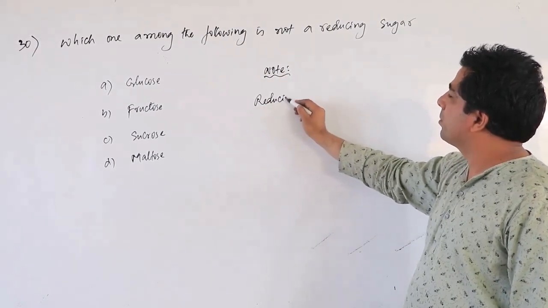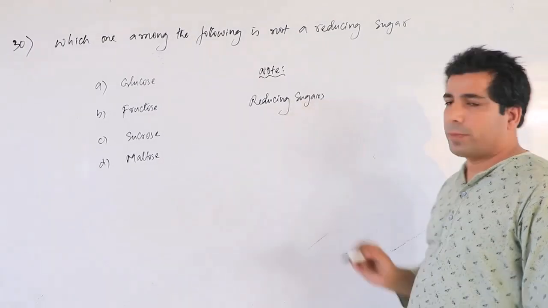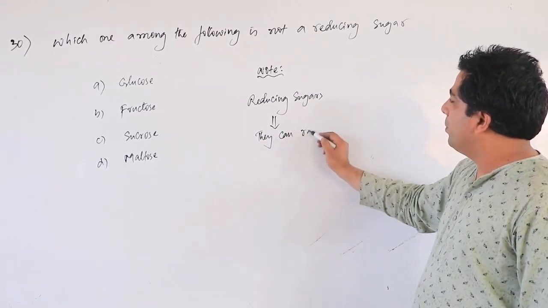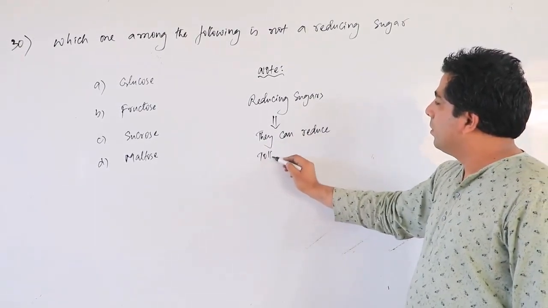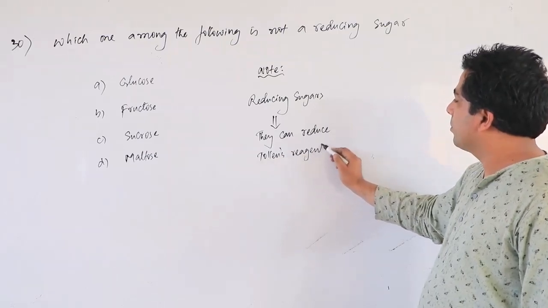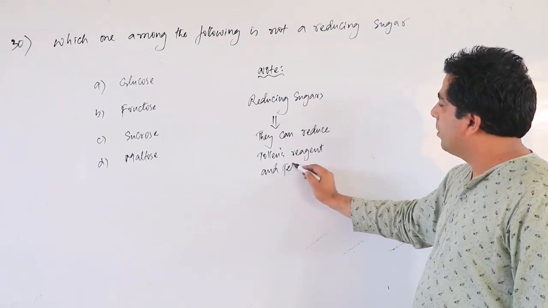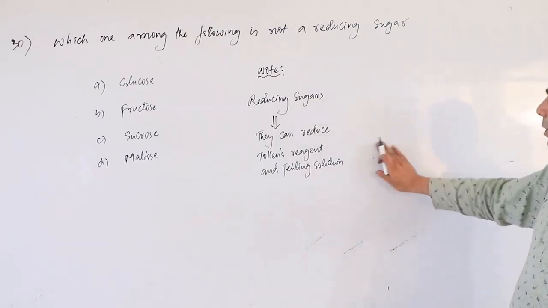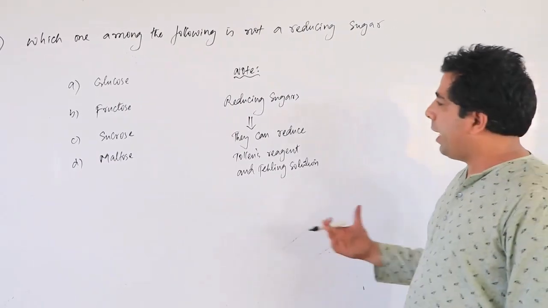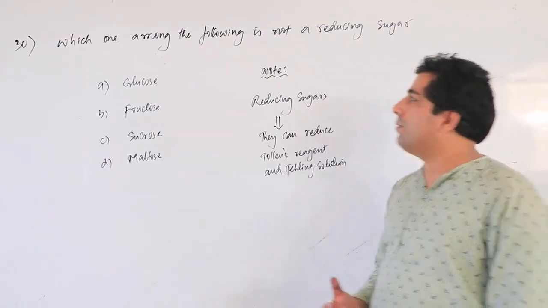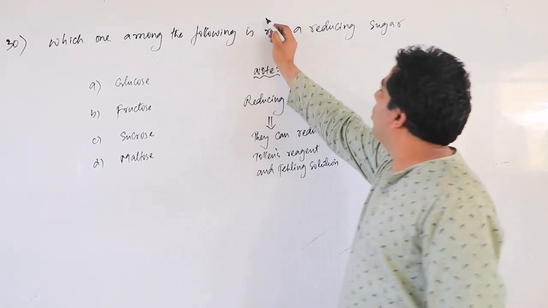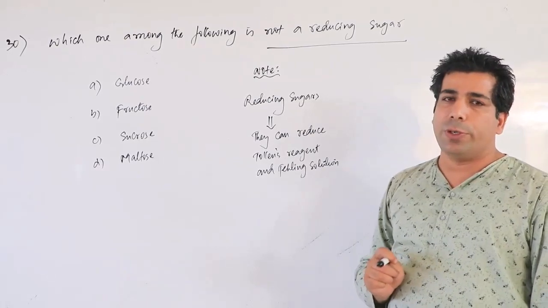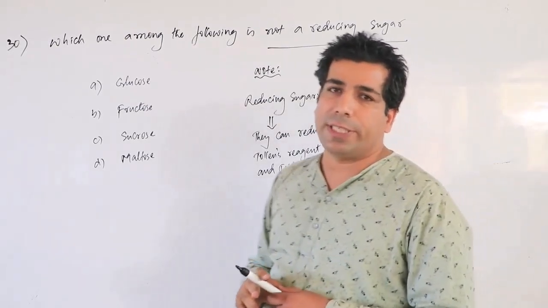reducing sugars. Okay, what are reducing sugars? They can reduce Tollens reagent and Fehling's solution. Correct? Non-reducing sugars are those which cannot reduce Tollens reagent and Fehling's solution. Our question is that which one among the following is not a reducing sugar? That means I have to talk about non-reducing sugars. Correct? So non-reducing sugars will not reduce Tollens reagent and Fehling's solution.